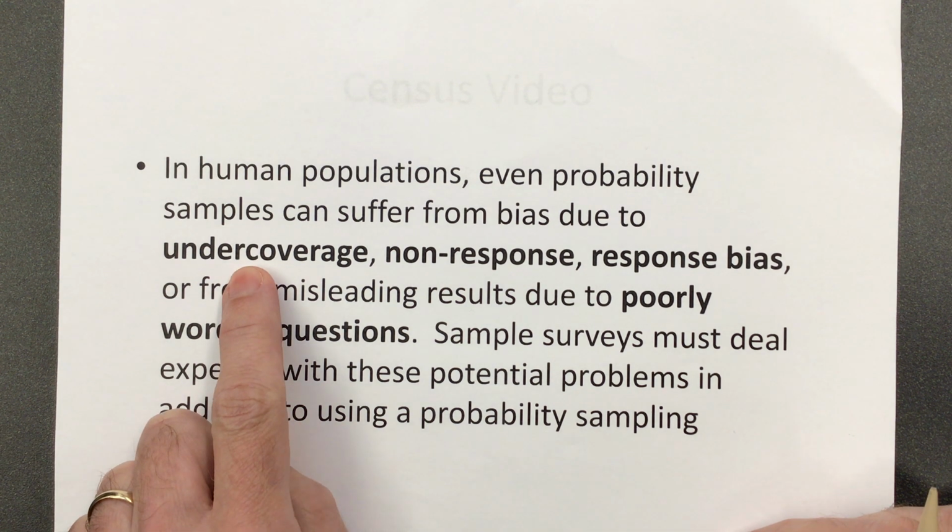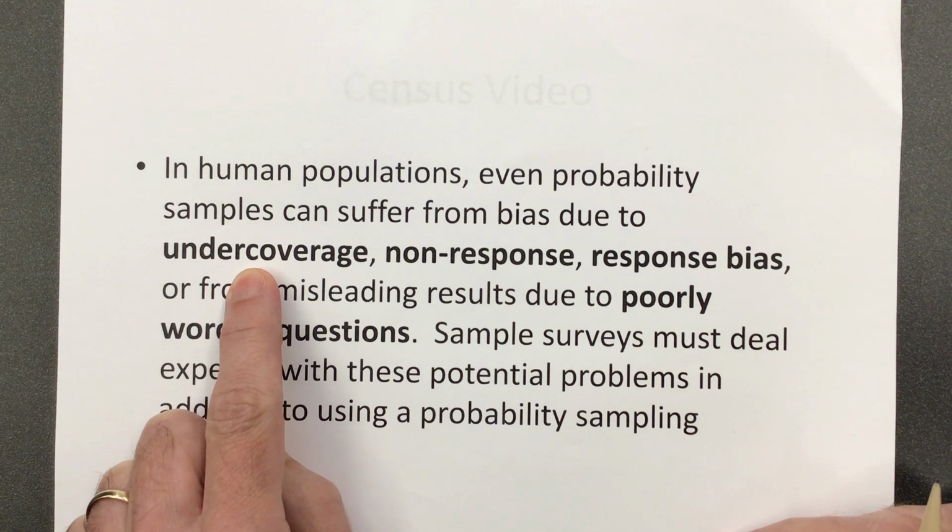Okay, first type here is called under coverage. And just as the word says, it means that we are under covering a certain segment of the population. Okay, an example would be the homeless. Oftentimes, we send out our samples through the mail. So if someone doesn't have a mailing address, they are not covered by this method. Okay, and that would be an example of under coverage.